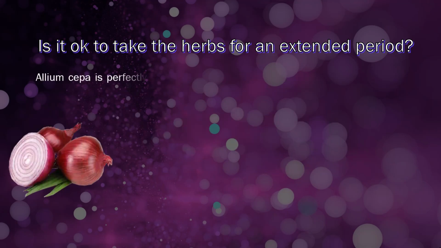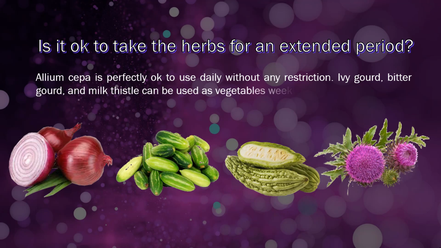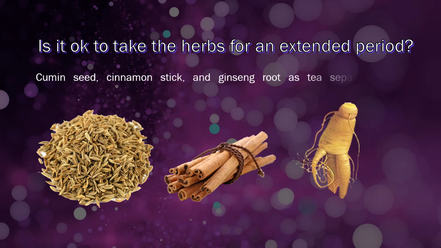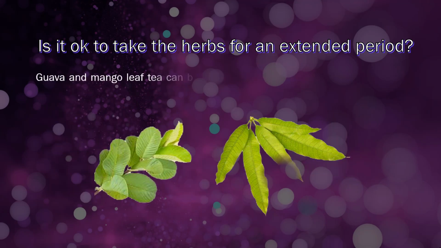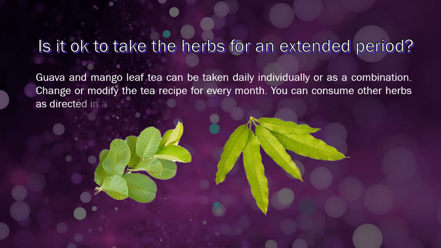Allium cepa is perfectly okay to use daily without any restriction. Ivy-gourd, bitter-gourd and milk thistle can be used as vegetables once or twice weekly. Cumin seeds, cinnamon sticks and ginseng roots can be taken as tea, separately or in combination, for better blood sugar effects. Guava and mango leaf tea can be taken daily, individually or as a combination. Change or modify the tea recipe every month. You can also consume other herbs as directed in a cyclic rotation.